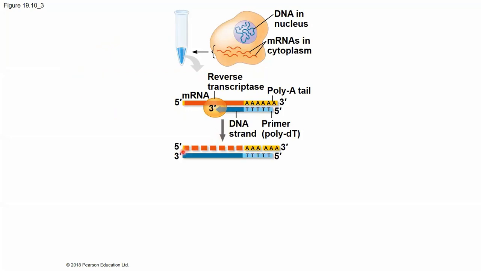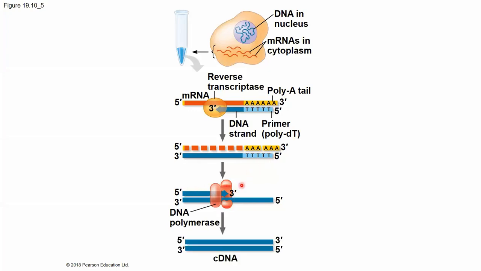Then the mRNA, after being used as a template, will be degraded, will be removed. And then the DNA polymerase will use the DNA template to synthesize a double-stranded DNA molecule. And this double-stranded DNA molecule is now called cDNA. C stands for complementary. So we converted an mRNA, a single-stranded RNA molecule, into a cDNA, which is a double-stranded DNA molecule.